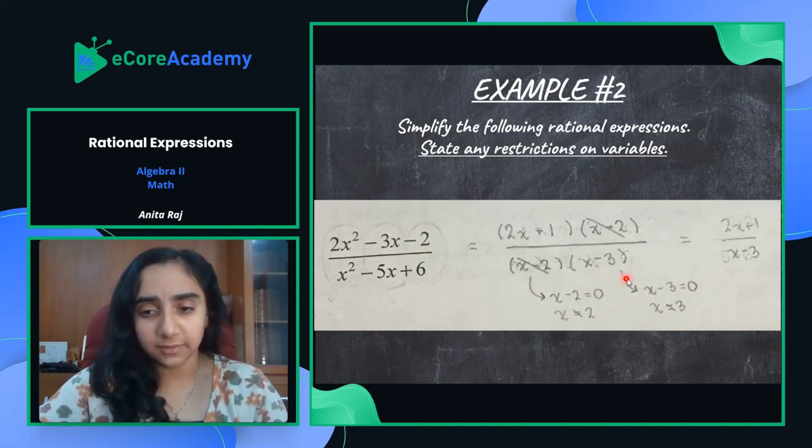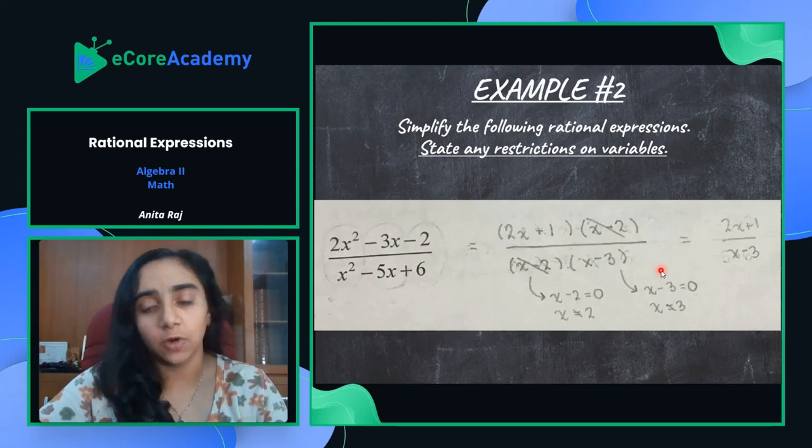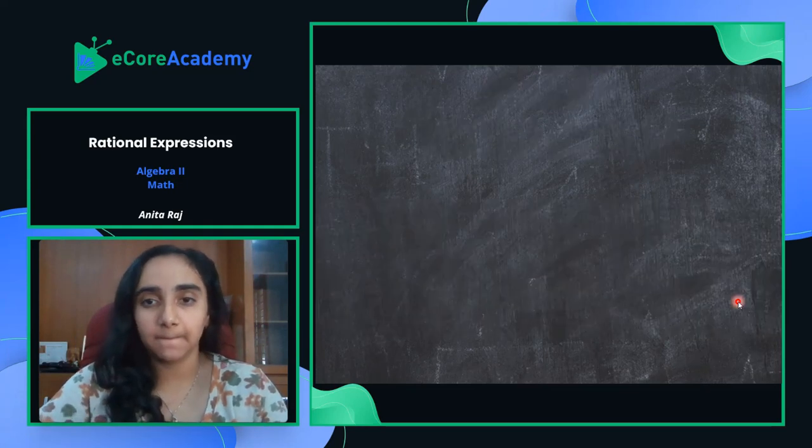We can do the same with x minus 3. So x minus 3, we set that equal to 0. We see that x cannot be equal to 3 because if it's equal to 3, we get a 0 in the denominator again. Even though x minus 3 doesn't have a common factor, because it's in the denominator, you also have to check it. So those are the two restrictions on the variable. x cannot be equal to 2 and x cannot be equal to 3.